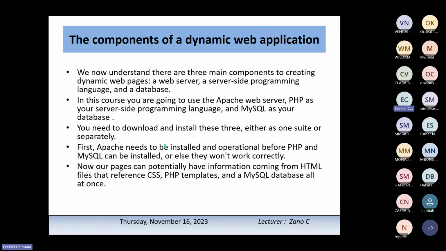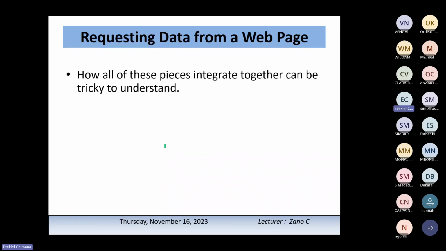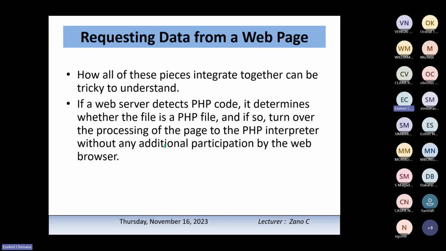Now our pages can potentially have information come from HTML files that reference the CSS, PHP templates, and the MySQL database all at once. So let's talk about requesting data from a web page. I just want you to see how it works. How all of these pieces integrate together can be tricky to understand. If your web server detects PHP code, it determines whether the file is a PHP file, and if so, turns over the processing of the page to the PHP interpreter without any additional participation by the web browser.